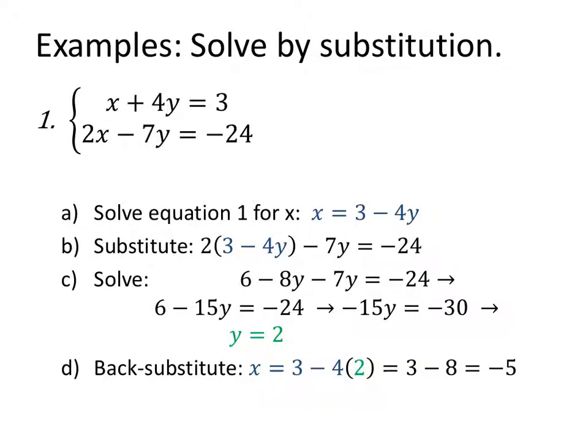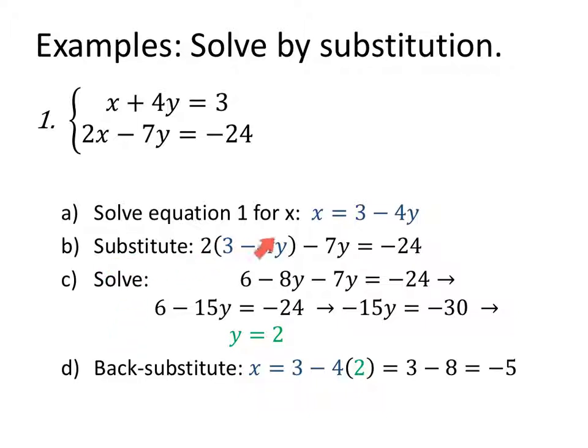So let's solve by substitution. Here's a system. In a system we frequently have what I call a curly bracket, but I believe it's called a brace. A brace on the left only, saying consider these two together, x plus 4y equals 3 and 2x minus 7y equals negative 24. So in my first step, I'm going to solve the top equation for x. So I'm going to subtract 4y from both sides. I have x equals 3 minus 4y.